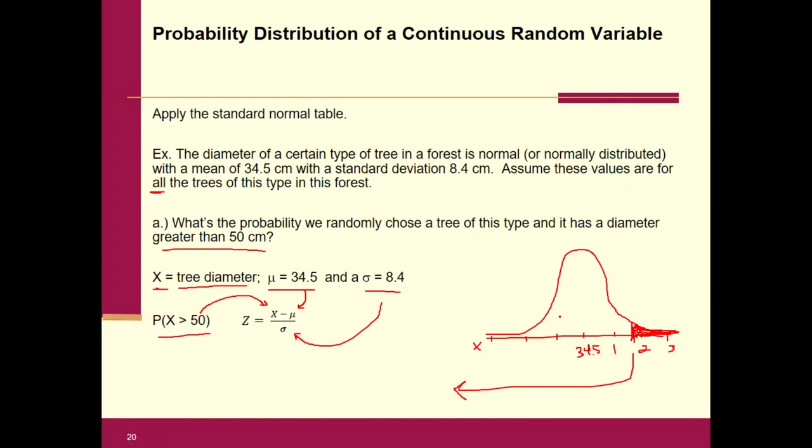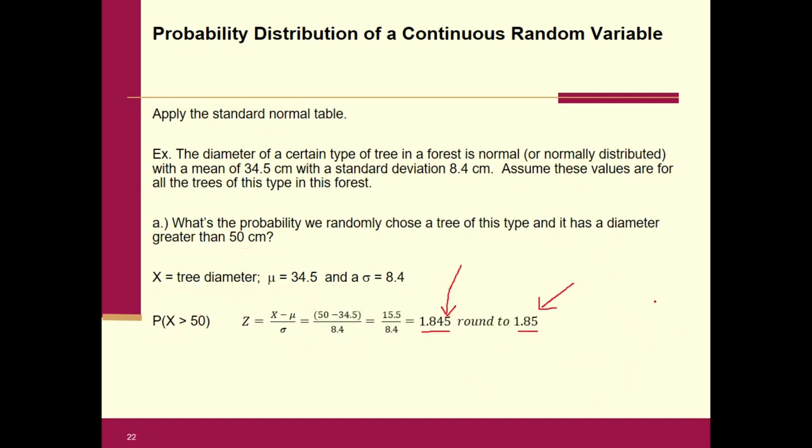So we know that this area right here is 0.9678. But we want 1 minus that, right? And so what exactly is our answer? You put that in your calculator, 1 minus that. And what do we get? I just put it in the wrong value. There we go. I got here 0.0322.